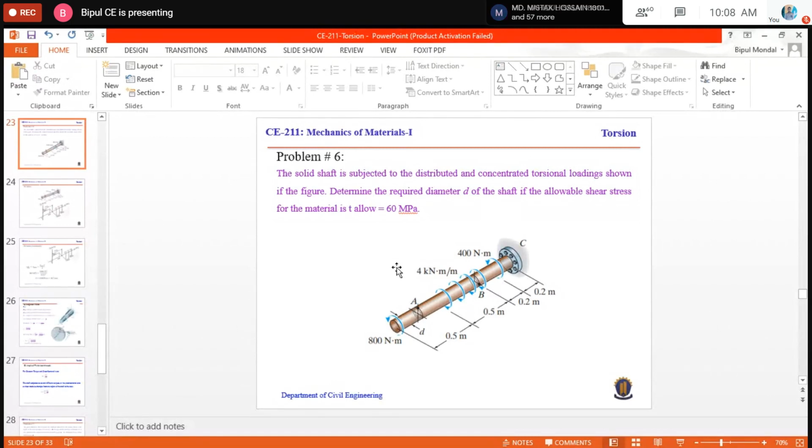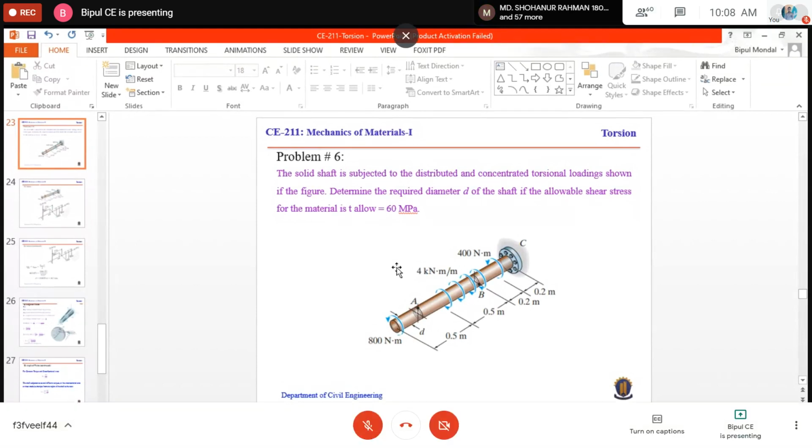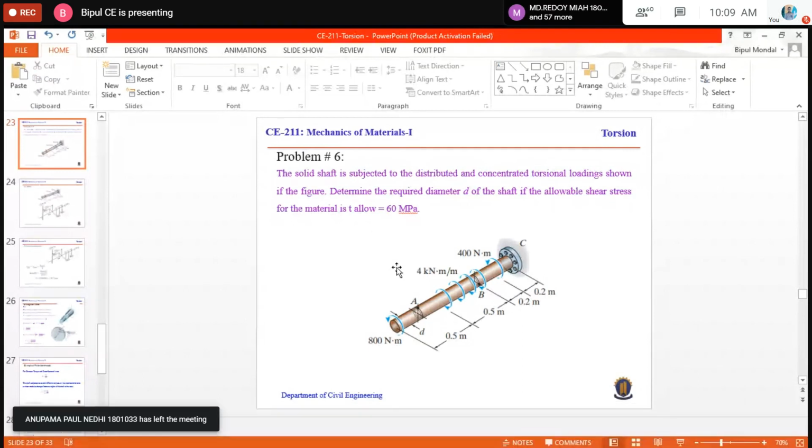Have you learned about the bending moment diagram already? Hello? Could anyone tell me, have you learned about the bending moment diagram and shear force diagram already? No, sir. Oh, I see. So it will be a little bit difficult.